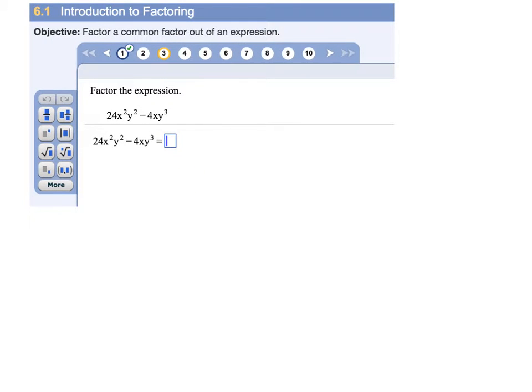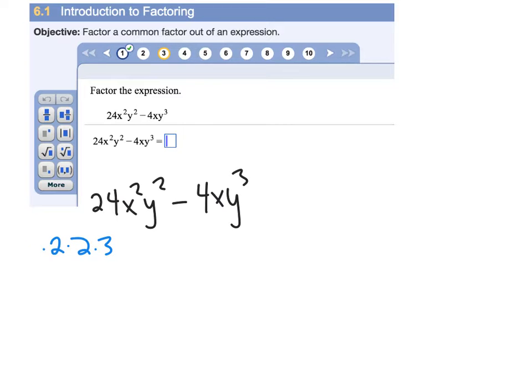It's just getting fancier. So we've got 24x squared y squared minus 4x y cubed. All right? And so I'm going to think of this as, let's see, 2 times 2 times 3. Nope, I lost a 2. 2 times 2 times 2 times 3, so that's 24, times x times x times y times y. So that's the first term in expanded notation. Now let's do the second term in expanded notation. So that's going to be, let's see, 2 times x times y times y times y.